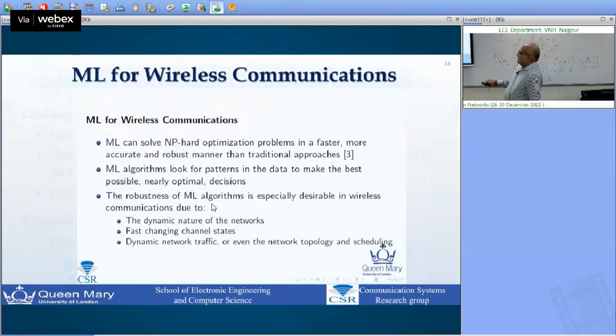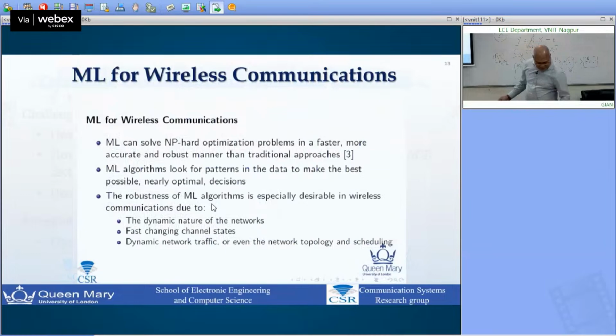So why do we use machine learning? Because the environment changes dynamically in a heterogeneous network. The channel state quickly changes, the network topology also changes, scheduling changes, everything dynamically changes. So we can't use a convex optimization problem. Since we have a model deficit, the only option is machine learning. There is no other option to change the parameters dynamically.